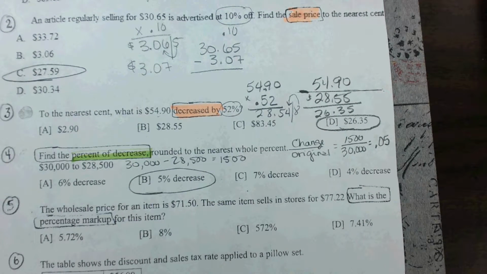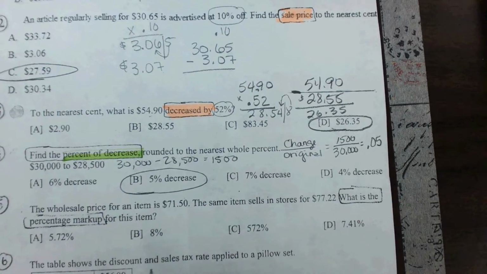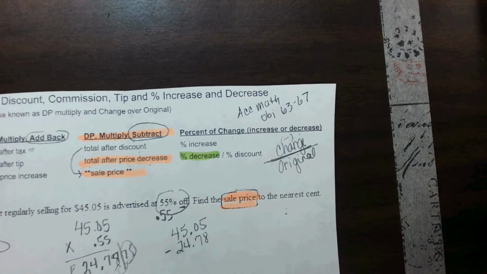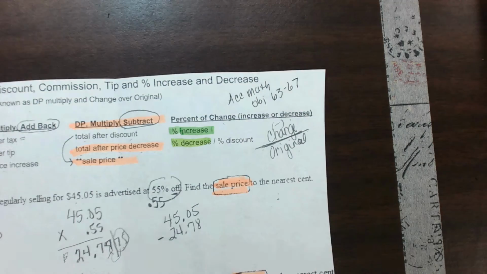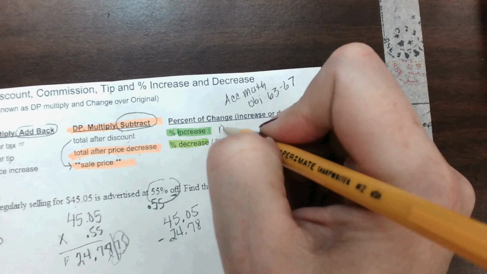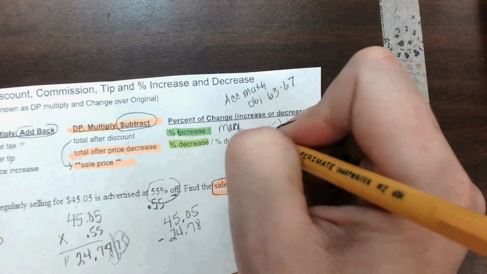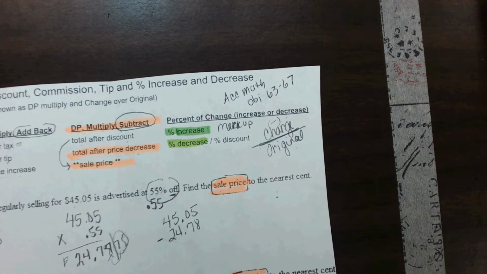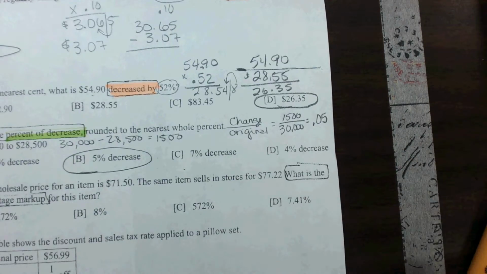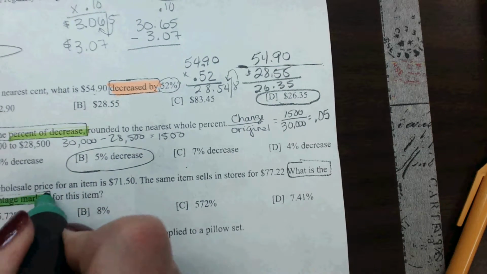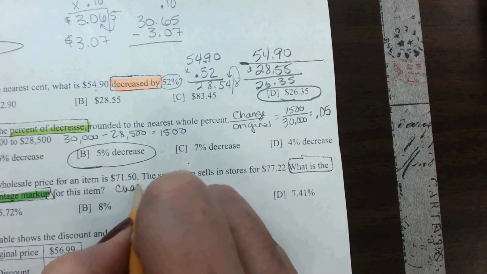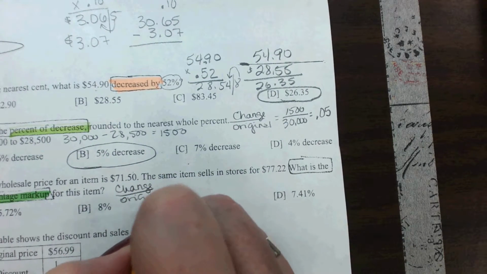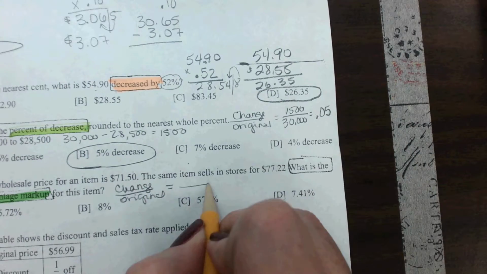Let's look at problem number 5. Percent markup. Well, let's go back here. It's not a decrease, but when we mark up, it's an increase, right? Mark up means the price went up. And it's going to ask me, what is the percent markup? The percent is the key there. So again, change over original. Can you find the change?